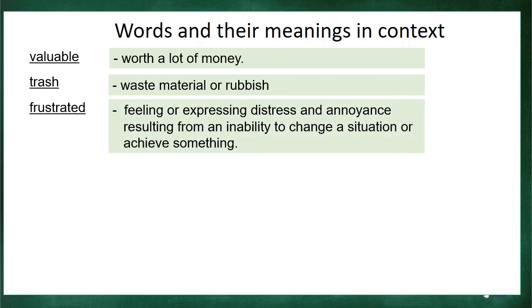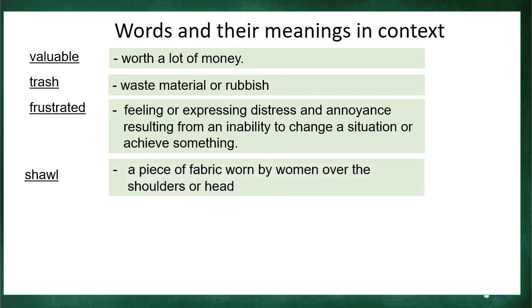Frustrated. The children were frustrated by the time they got to the city. What does that mean? They were feeling or expressing distress and annoyance, resulting from an inability to change a situation or achieve something. There was nothing they could do about their situation. They had to do it. They had to go to the city and go through the bins. Shawl. A piece of fabric worn by women over the shoulders or the head.